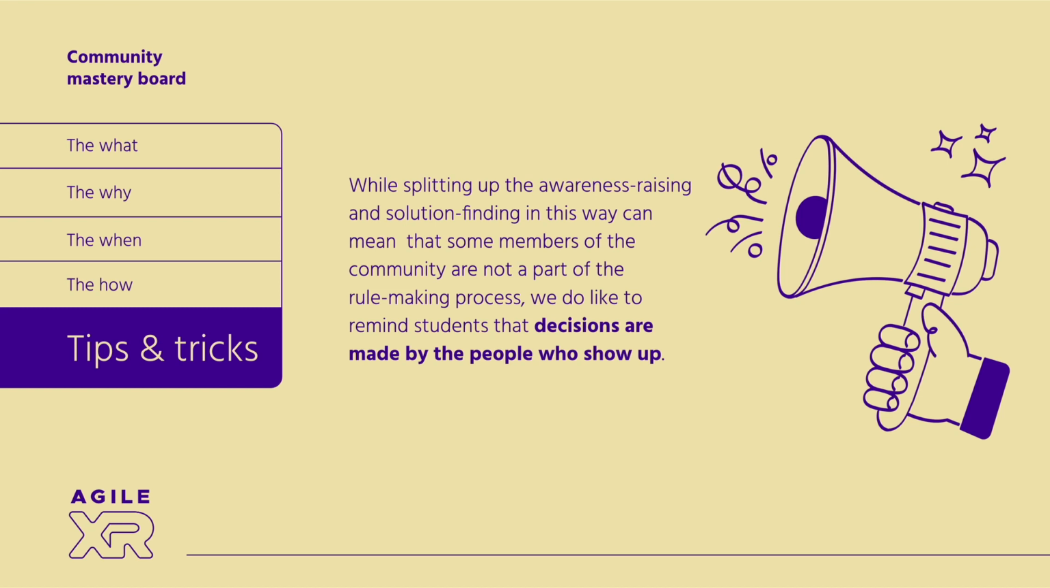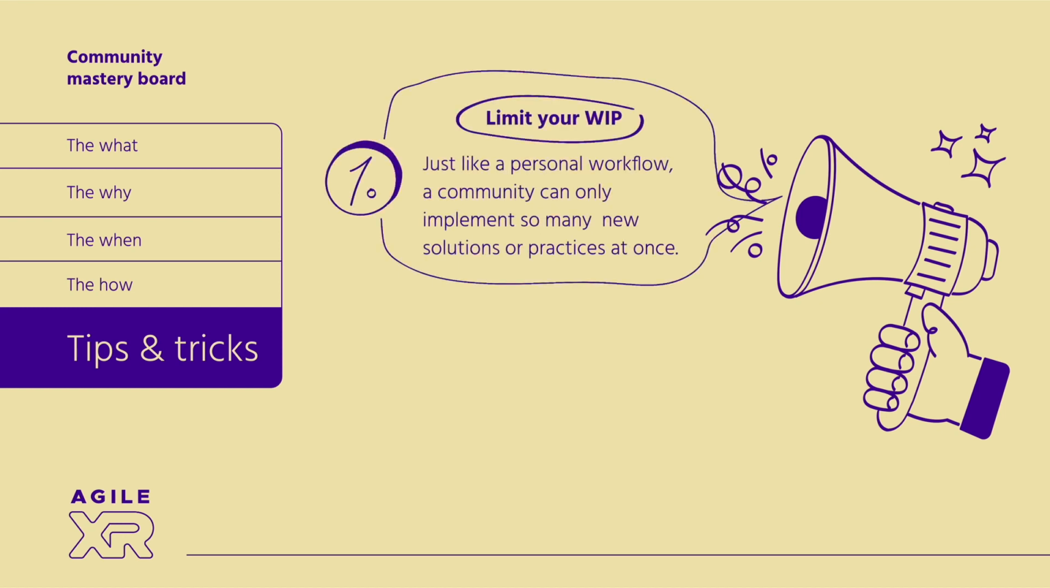2 things to keep in mind regarding community mastery boards. Limit your work in progress. Just like a personal workflow, a community can only implement so many new solutions or practices at once. Stay tuned into what feels like a manageable number of new agreements to implement each cycle, and notice when too many agreements in the practicing column causes collective attention to those agreements to break down.